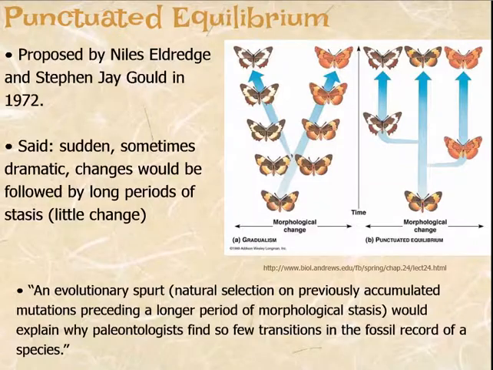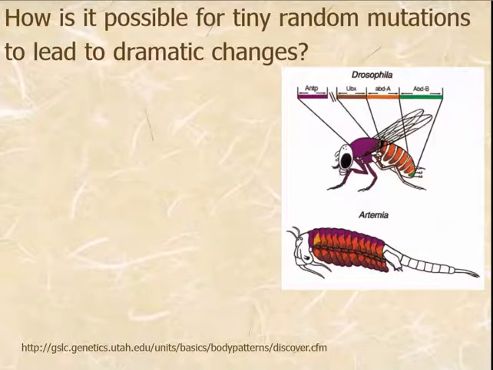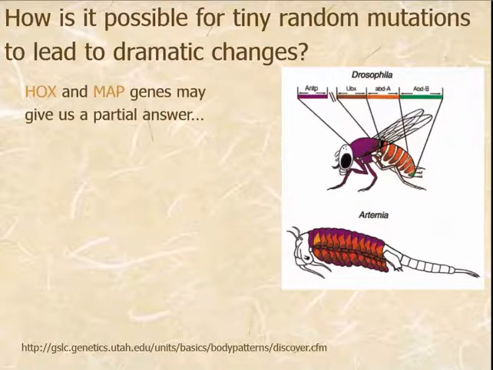We'll get to that. So how is it possible for tiny random mutations to lead to these dramatic changes that Stephen Jay Gould and Niles Eldredge, I think that's his name, were proposing? All right, this is just one possible answer, and scientists and biologists are researching many other possible answers. So this is just one. It turns out we've located some genes that are referred to as Hox and MAP genes, and they might give us a partial answer to these dramatic changes.